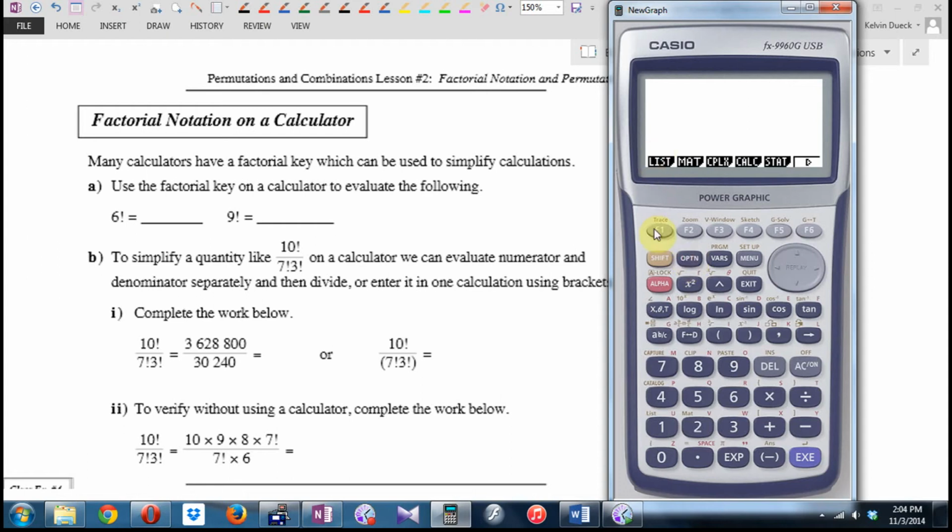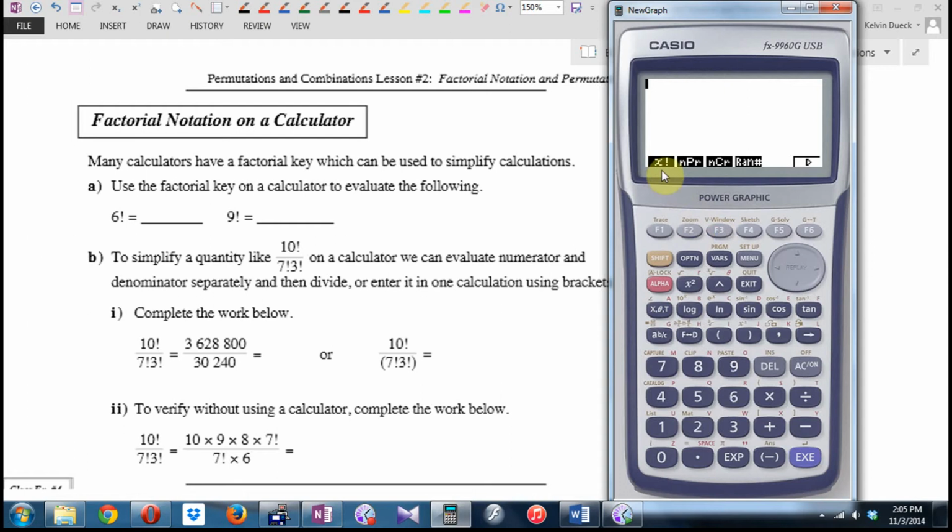We don't want the list functions, F1. We don't want matrices, F2. We don't want complex, F3. We don't want to do calculations, F4. We don't want to do stats, F5. We actually want to bring in the second menu. So can you hit F6? Okay, you ready? Look up. You're in the run menu? Option, F6. All of this unit and next unit belongs to the probability menu, F3.